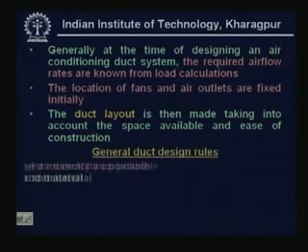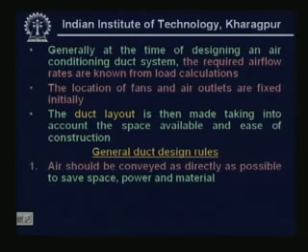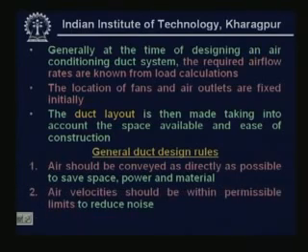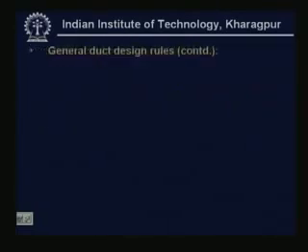What are the design rules? First rule is that air should be conveyed as directly as possible to save space, power and material. That means unnecessary bends, turns should not be there. Okay, you have to convey it as directly as possible, which will give rise to lower space cost, power cost and material cost. Second rule is that air velocity should be within permissible limits to reduce noise. You cannot have very high velocities or you cannot have very low velocities.